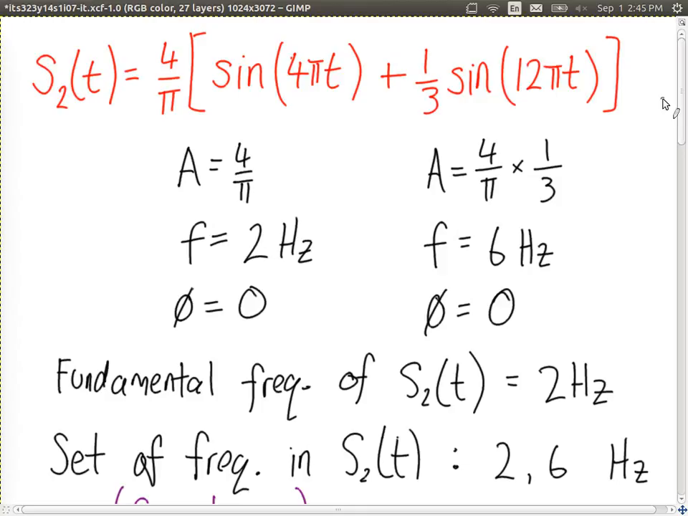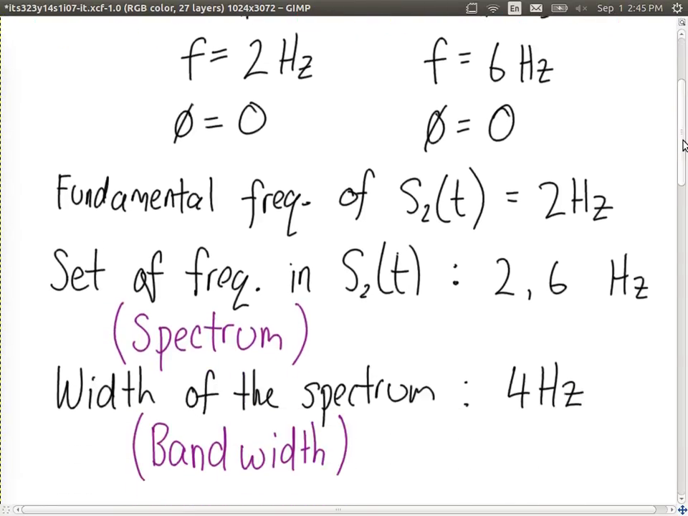This S2 contains 2 components. Their frequencies are 2 and 6 hertz. So we call that the spectrum of the signal. The set of frequencies in that signal, 2 and 6 hertz, is referred to as the spectrum of that signal, the range of frequencies. And the width of that spectrum, from the minimum frequency up until the maximum frequency, is the bandwidth, 4 hertz in our example. And these are important characteristics of communication signals, spectrum and especially bandwidth.